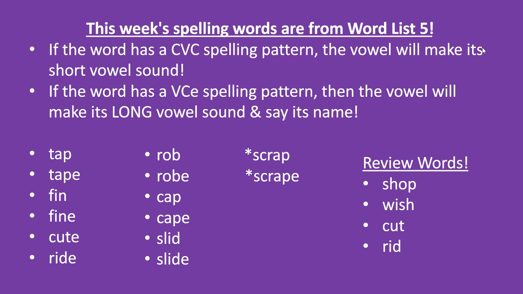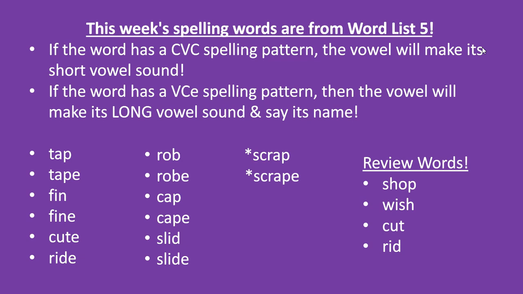Words that have the VCE spelling pattern with a vowel, a consonant, and that silent E or the magic E at the end, that's going to change the vowel sound from short to long. So the vowel is going to say its name, loud and proud, say its name. Let's look at our words.